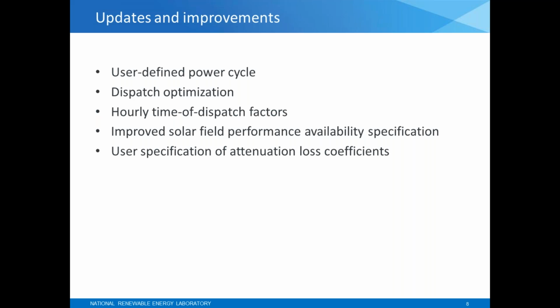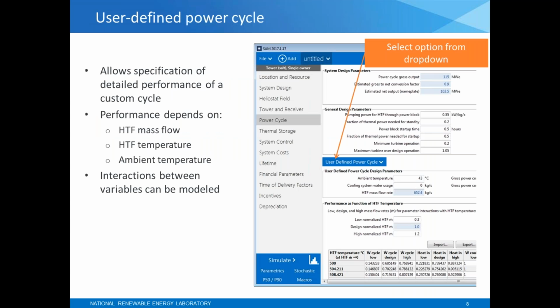Fourth is improved solar field performance availability specification. So that's a bit of a mouthful, but what that's saying is that you can now go in and manually tweak the performance of the solar field by hour of the year, rather than doing it in big blocks in the same way as the dispatch factors. And lastly, there's user specification of attenuation loss coefficients. These weren't previously exposed, but now you can go in and change how the system evaluates the loss due to atmospheric scattering. So let me just quickly go over each of these.